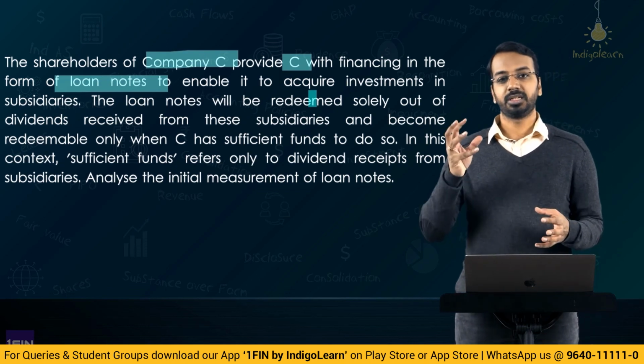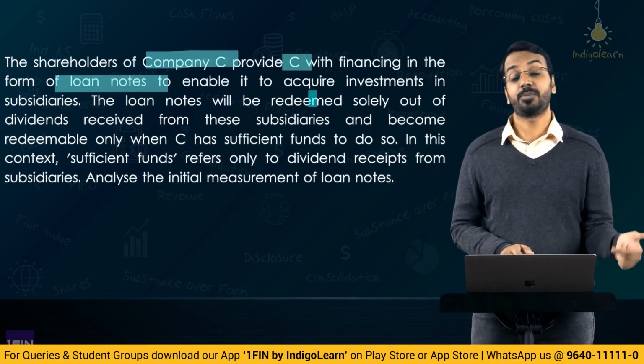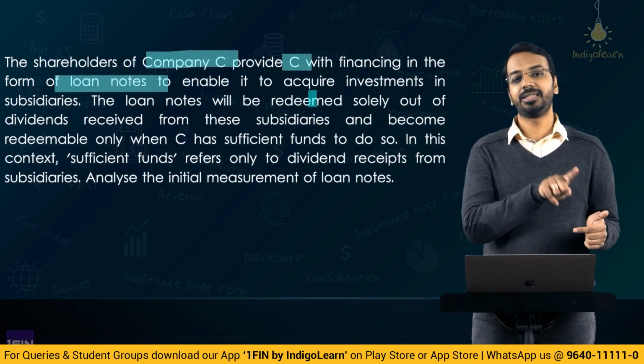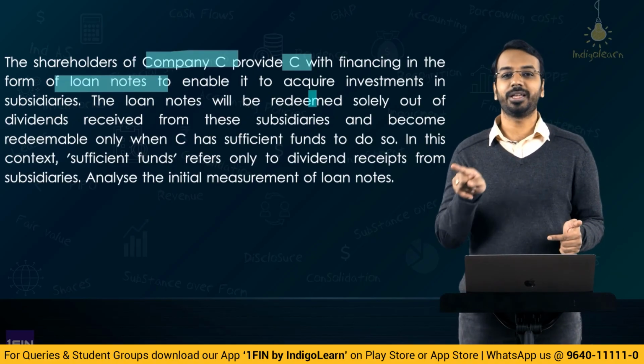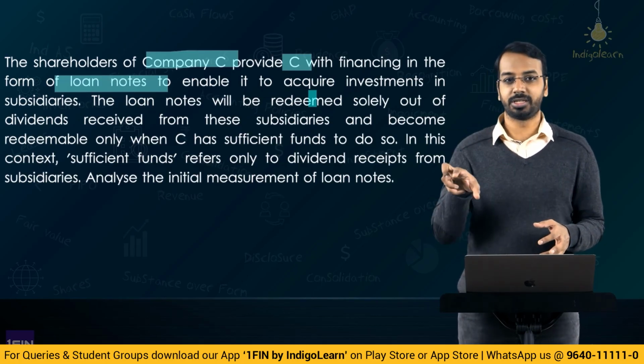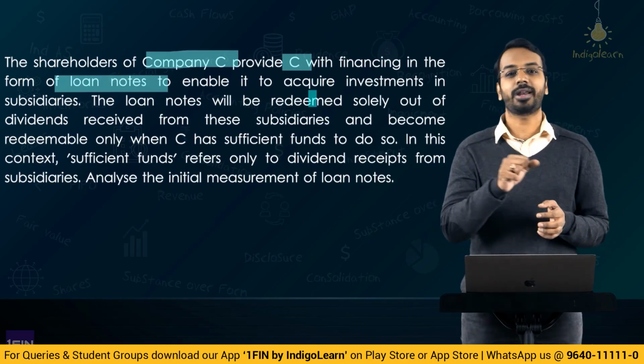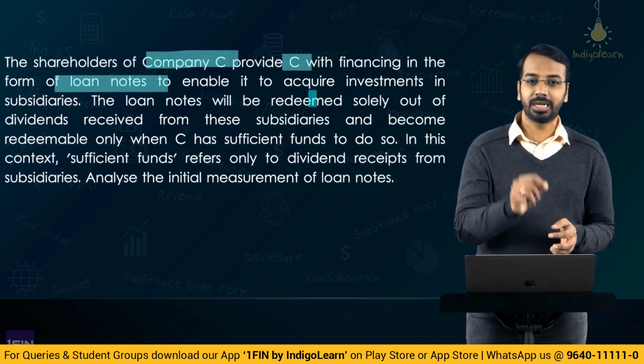So here, the shareholders have given money to the company, which will acquire subsidiaries and pay dividends, and then this dividend will be used to repay the loans. Now, whenever there is a loan transaction, from the point of view of the shareholders, the lenders here, what is the expectation? It is the contractual cash flow of principal and interest.